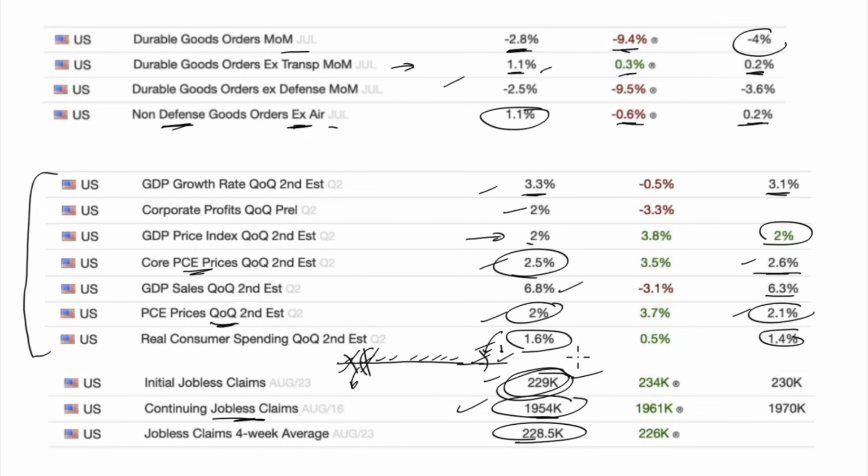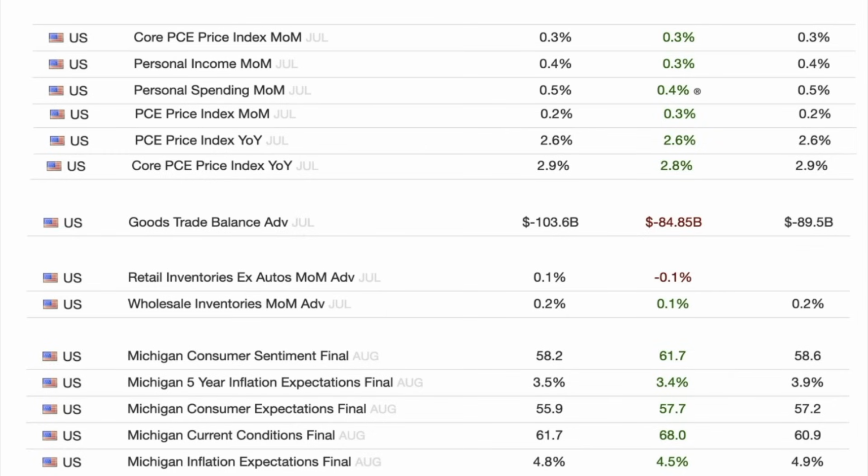So as this data was coming out, it was like, none of this is really market moving. Any market reaction from any of this is more noise than anything, because everything is coming in pretty much as expected or a bit better. Okay, we have 4 different reports here.